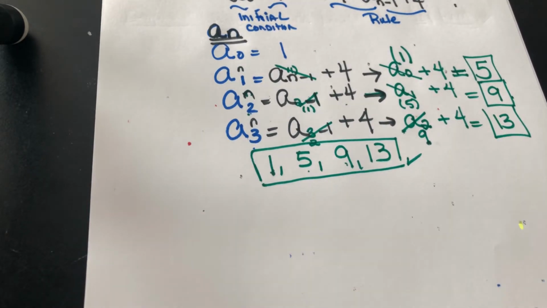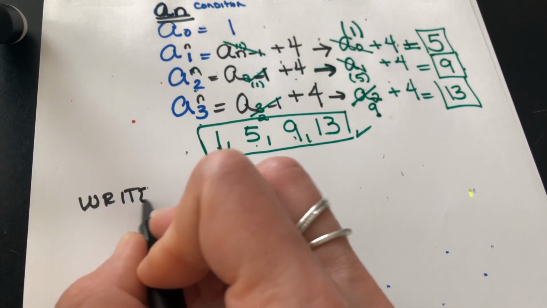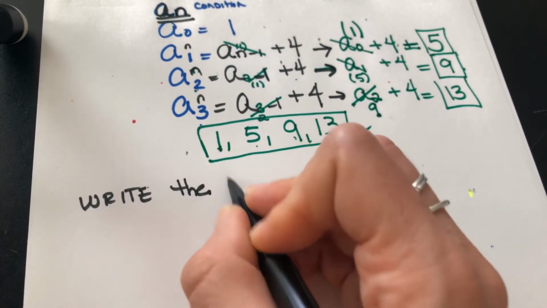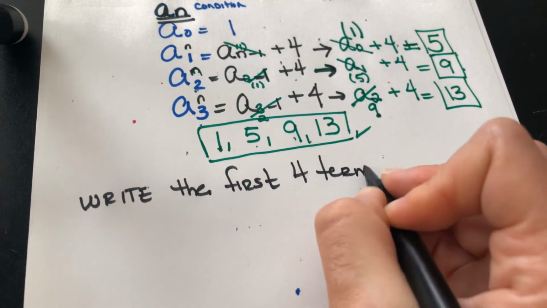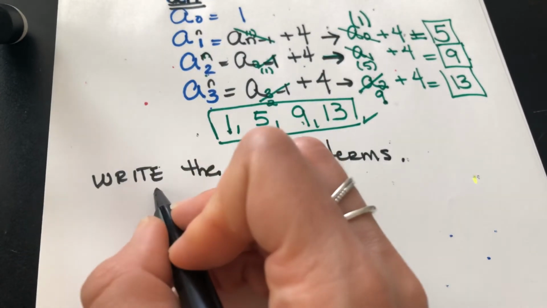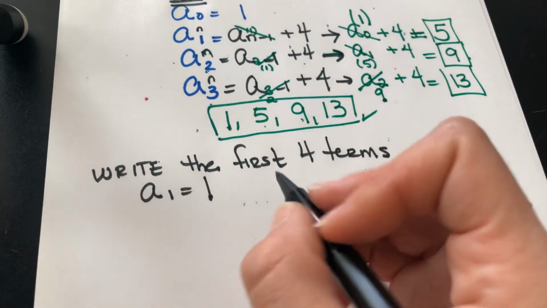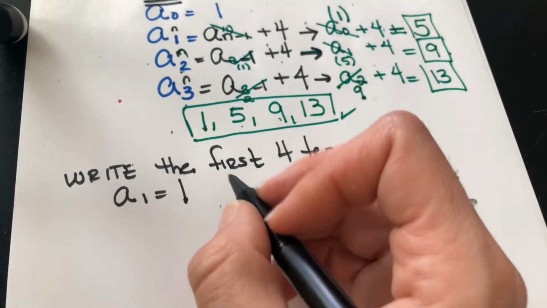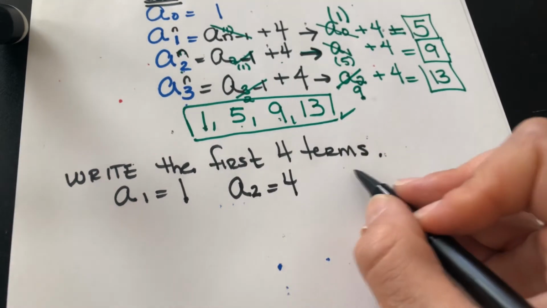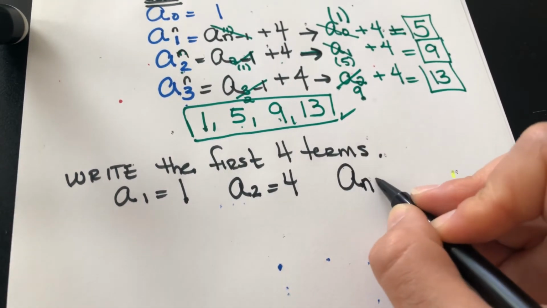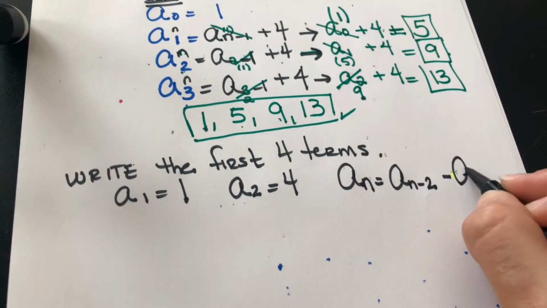Okay, so again, I'm going to ask you to write the first 4 terms. Okay, so here I'm giving you A1 is 1. Okay, I'm going to make it a teeny bit harder because I think this is pretty simple to start with. And then I'm going to say, hey, A2 is 4. And then I'm going to tell you, here is your rule. So again, just jot this down, and I will explain it.